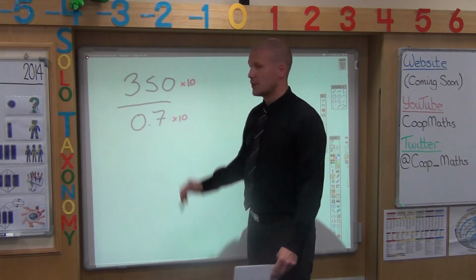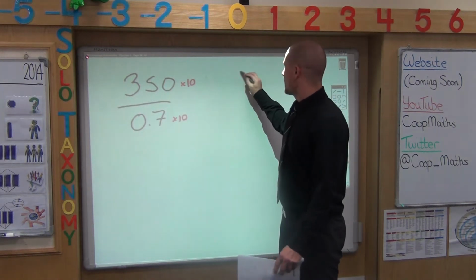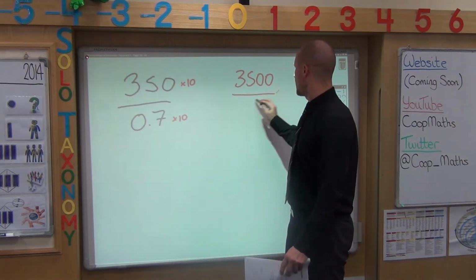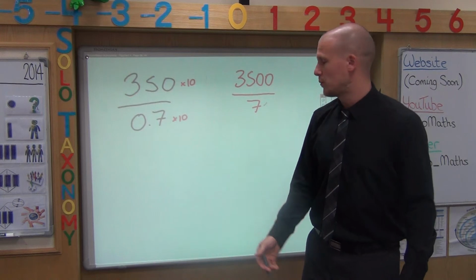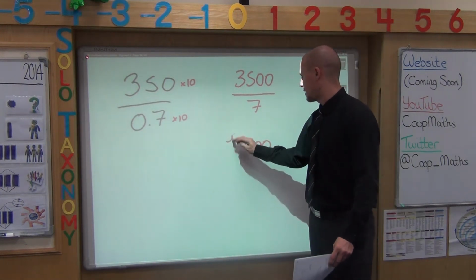As long as you make sure you do the same to the top, otherwise it'll become out of proportion. 350 times 10, 3,500. 0.7 times 10, 7. 3,500 divided by 7. Should hopefully be able to do that in your head. 500.